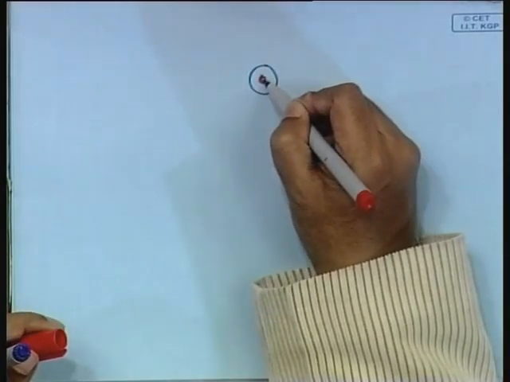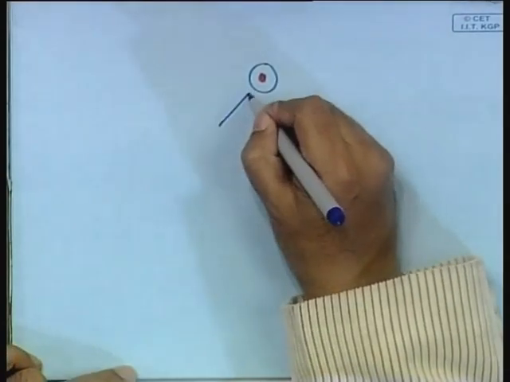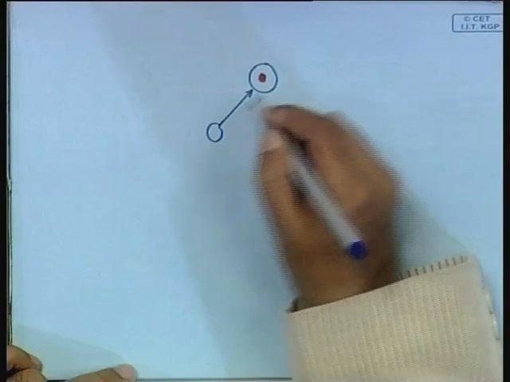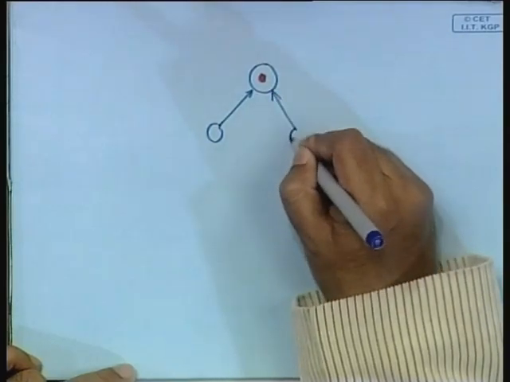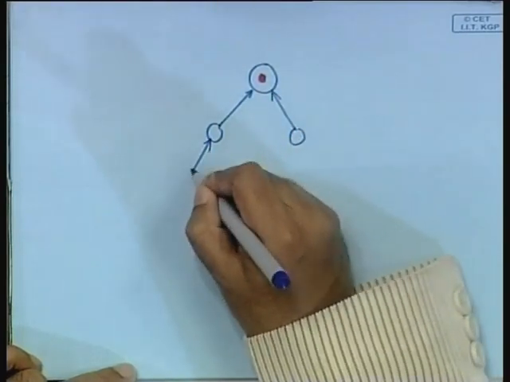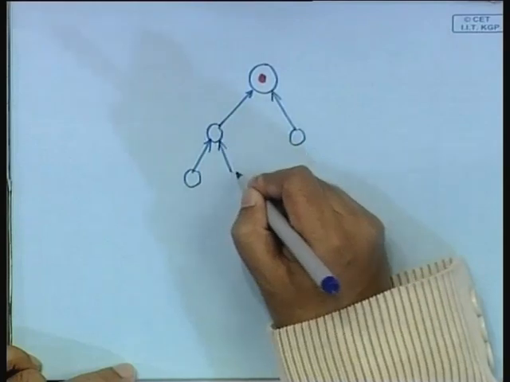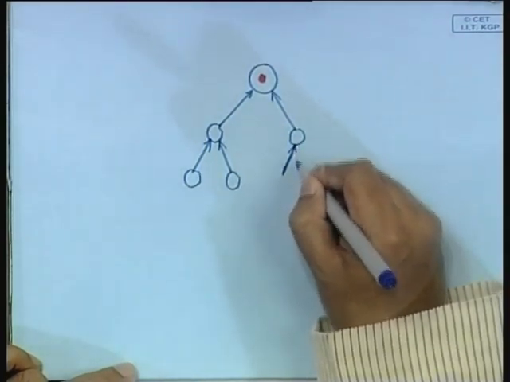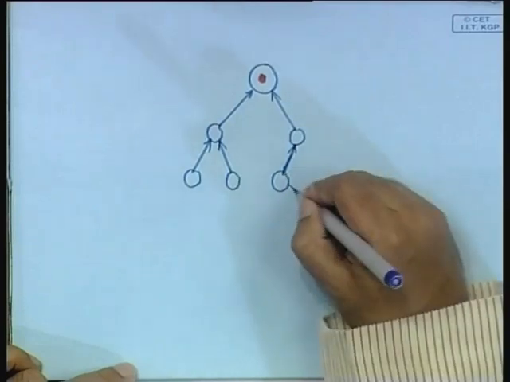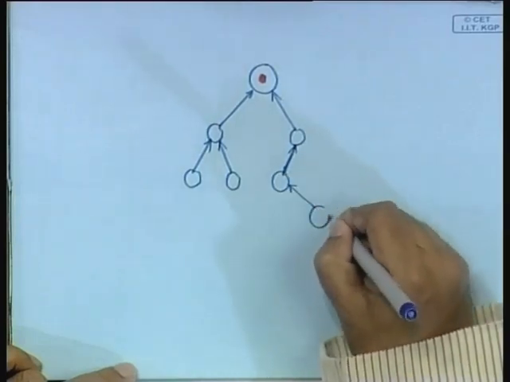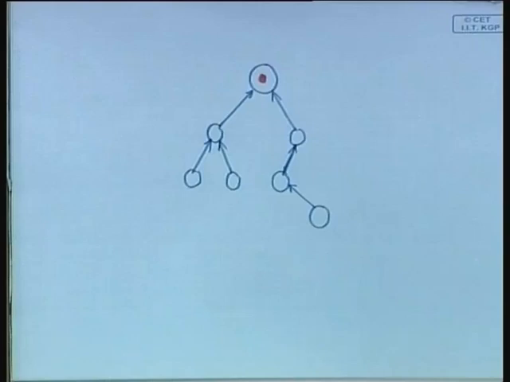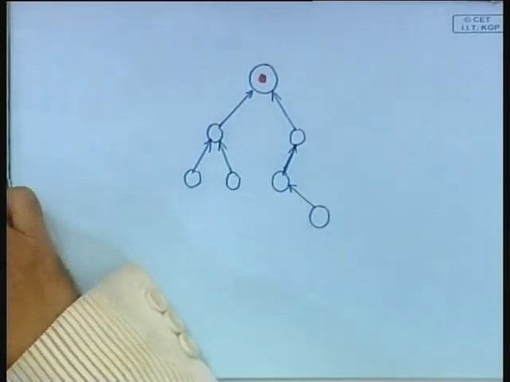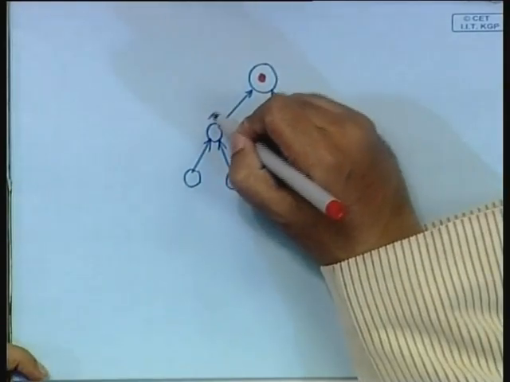So, this was the root, and these were, suppose this was the tree. Now, there is a request which goes from here.